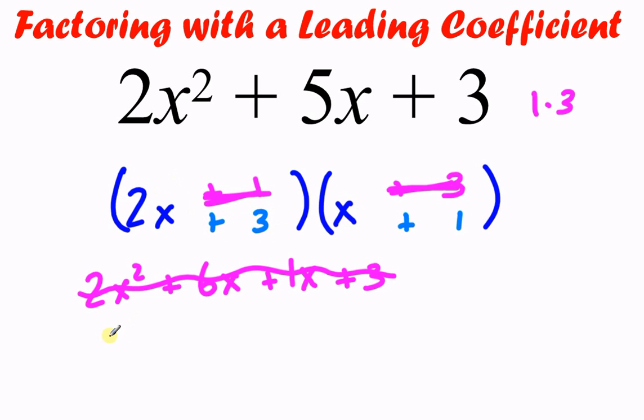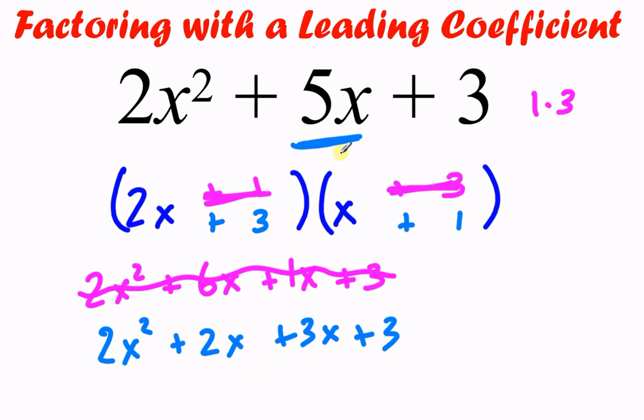So 2x times x, again, that's going to be 2x squared. No surprises there. 2x times 1 is a 2x. 3 times x is a 3x. 3 times 1 is a 3, and sure enough, 2x plus 3x, that does match our 5x. So the trick here is if there's a number other than 1, you really do have to fully think about all the possibilities and make sure you can break this down. So the plus 3 and the plus 1 have to be in this order, or else it won't work, and your final answer would simply be written (2x + 3)(x + 1).